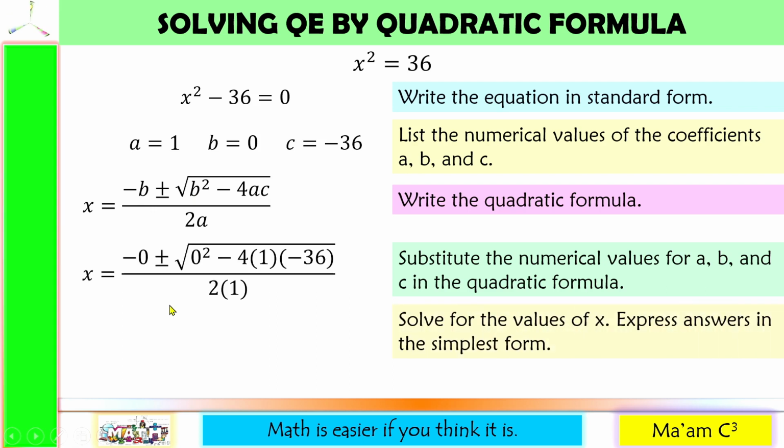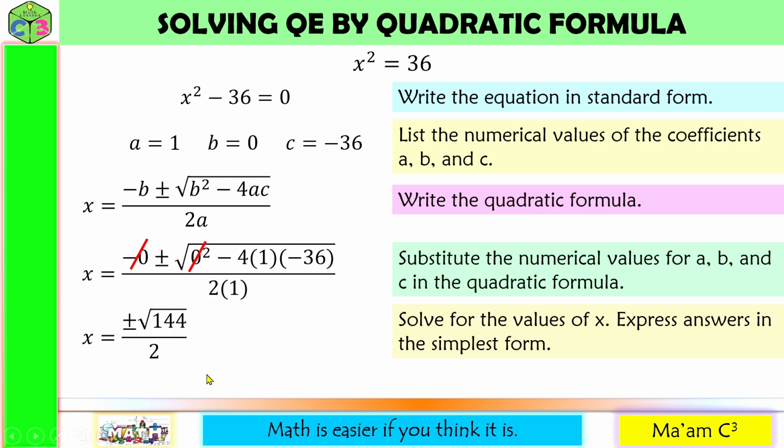Step 5, we have to solve for the values of x. Express answers in the simplest form. We do not have negative 0, so we're just going to cancel this. 0 squared is still 0. Negative times negative is positive, and 4 times 36 is 144. So we have positive and negative square root of 144, all over 2 times 1 is 2.